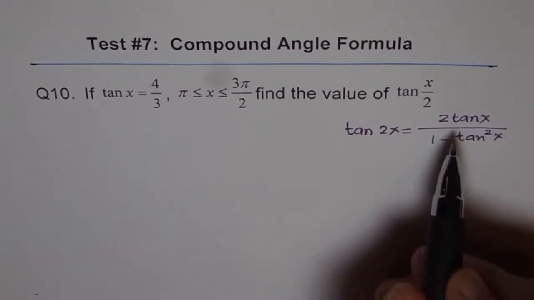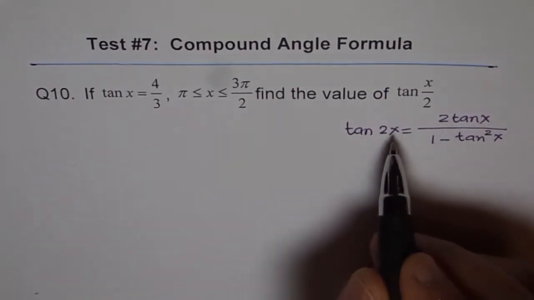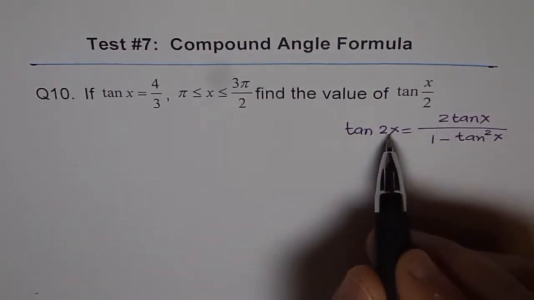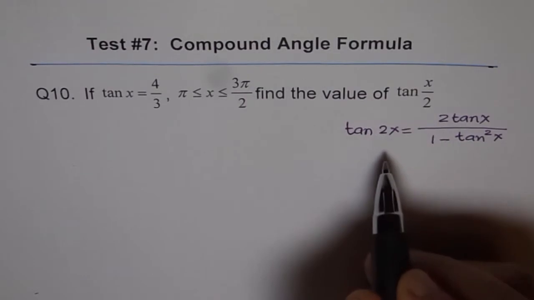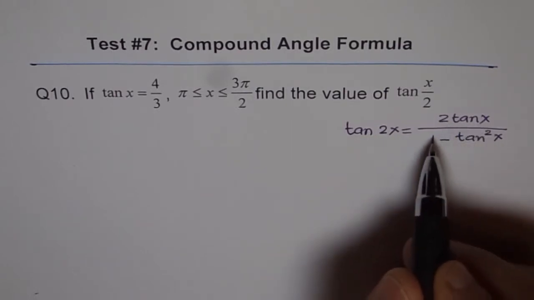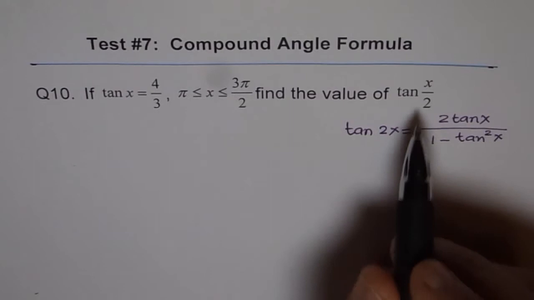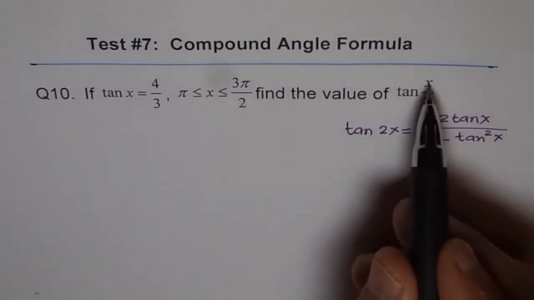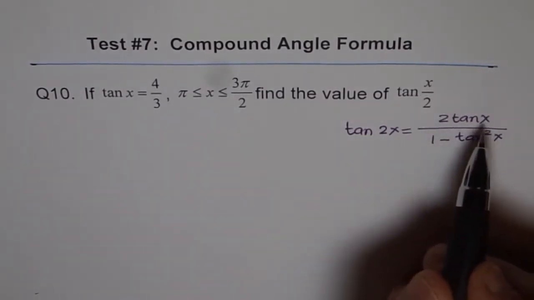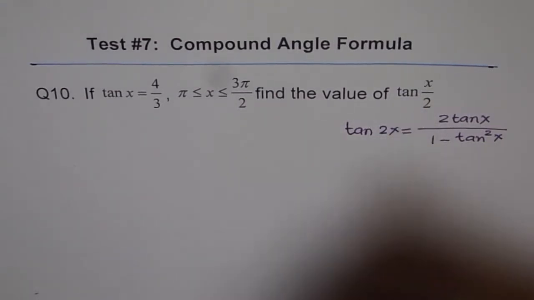In another way, let me show you how I'm showing this. Let's replace x in this formula by x by 2 and then see what happens. So tan 2x equals 2 tan x over 1 minus tan square x. Now in our question we have x and x by 2. So let's replace x with x by 2 and see what we get. So let's do that part now.